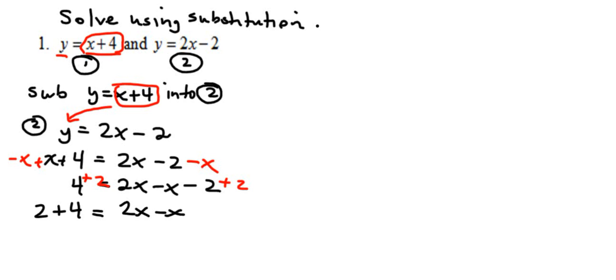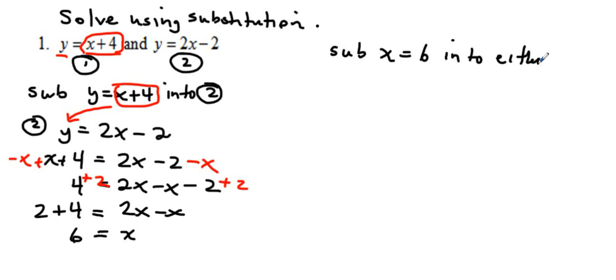Okay, so now we've got 2x minus x, which of course is just 1x, better known as x, and 2 plus 4 is 6, and look, we've solved for x. So now in the next step, what we want to do is we want to sub x equals 6 into either 1 or 2. So you always go back to the original equation and you sub it in to solve for y.